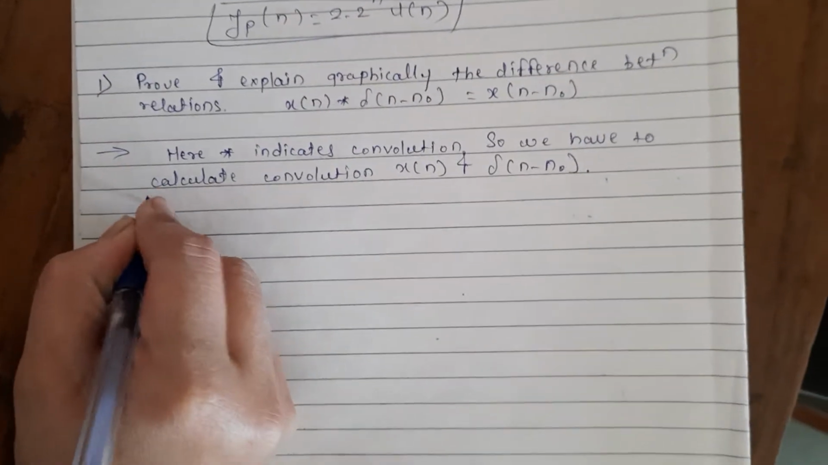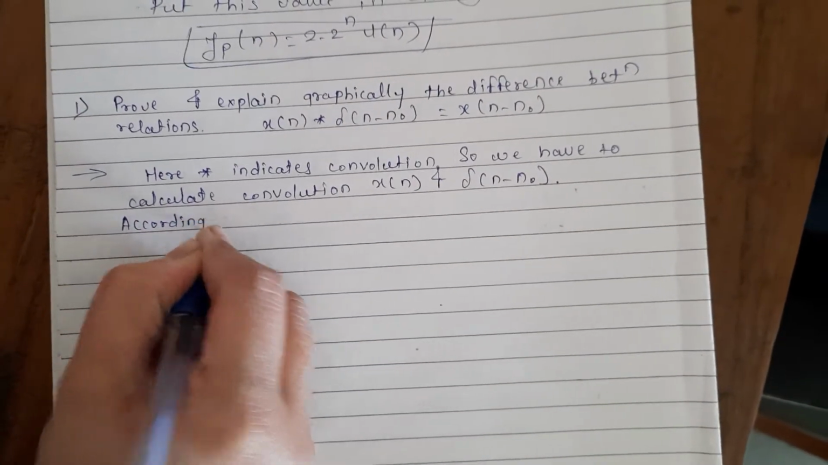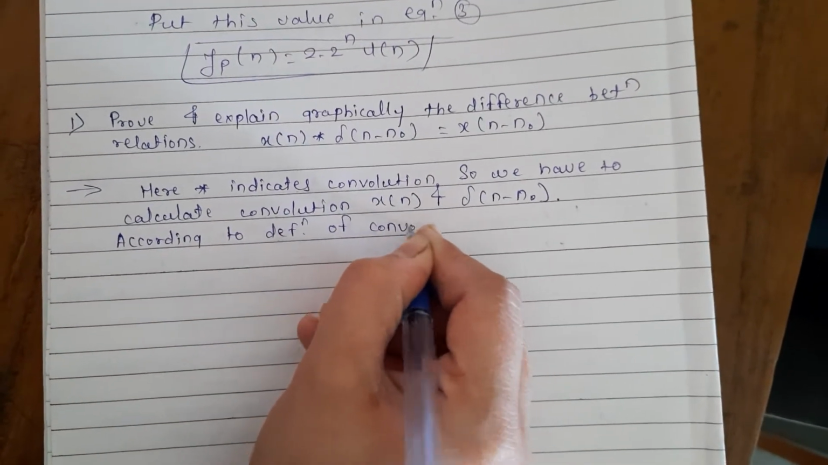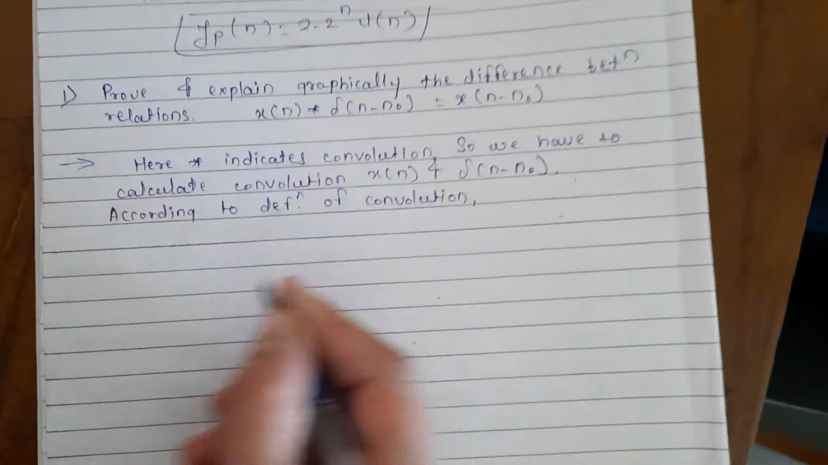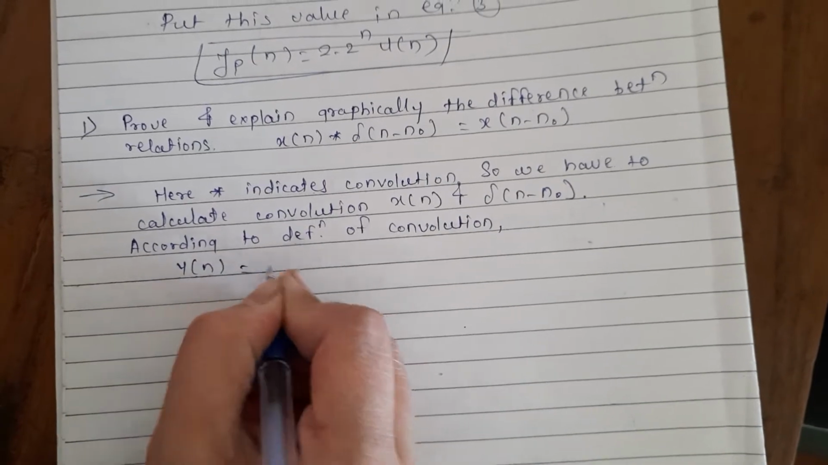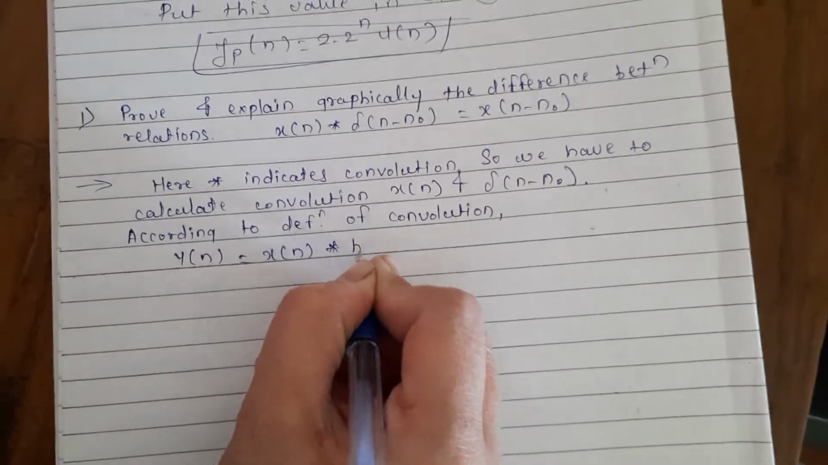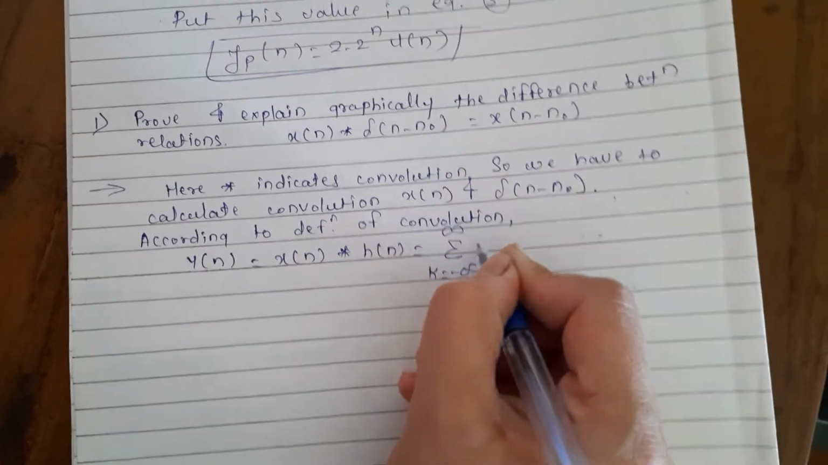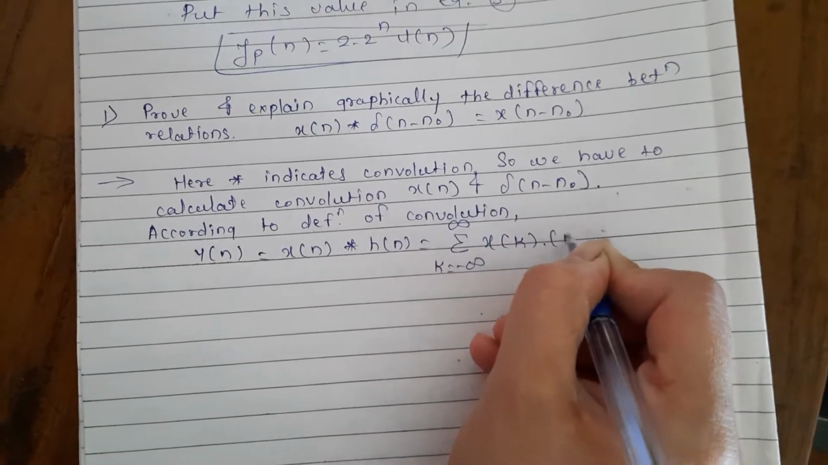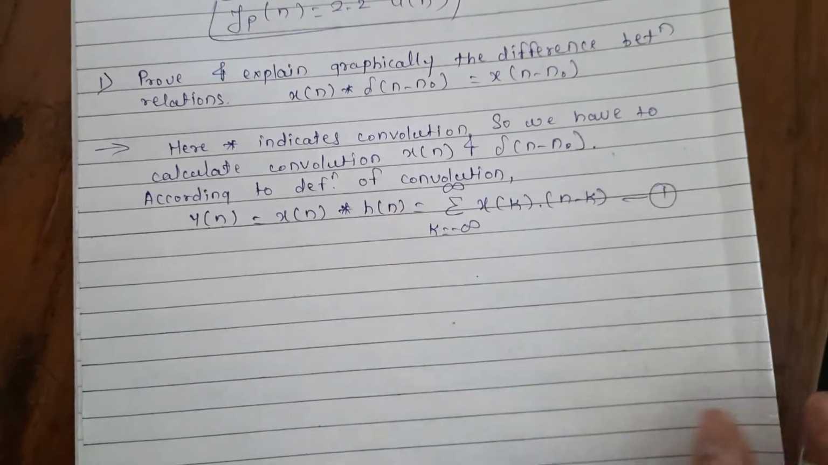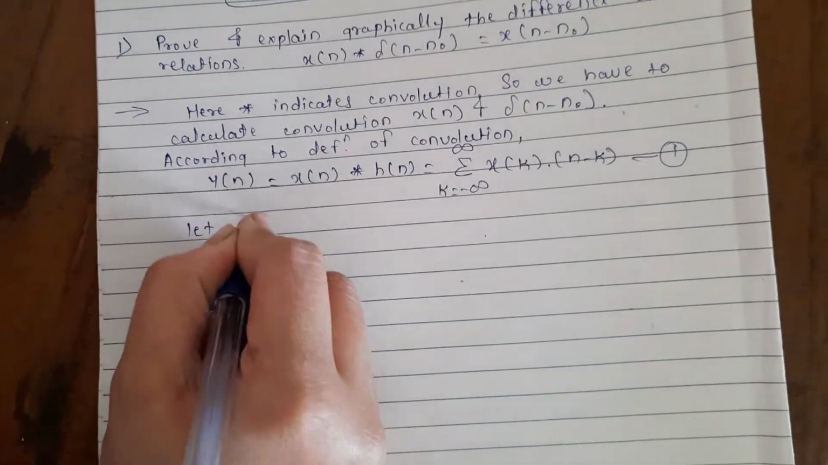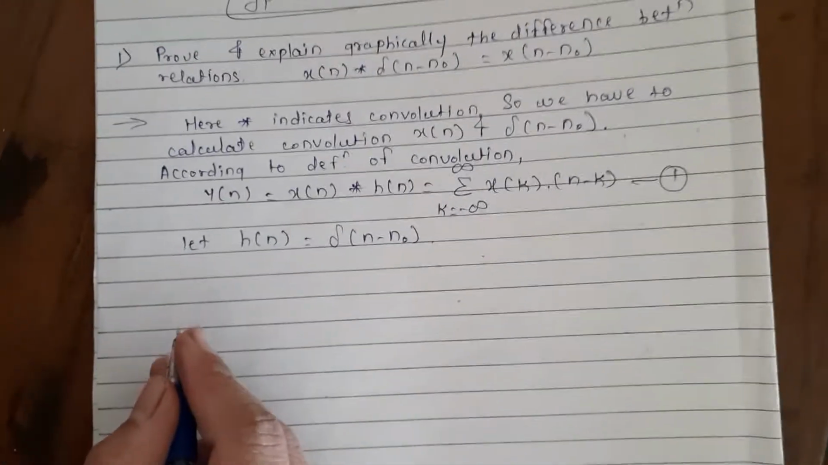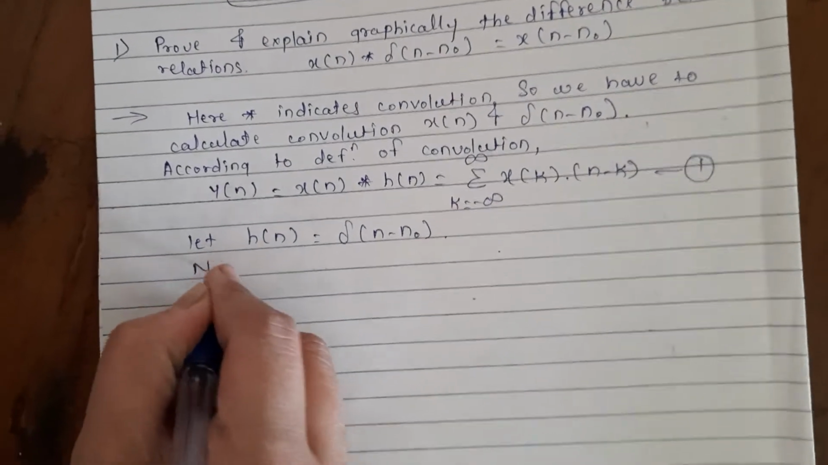Now according to the definition of convolution, y of n is equal to x of n convolved with h of n. So, summation k goes from minus infinity to infinity, x of k into h of n minus k. This is equation 1. Now let h of n be equal to delta of n minus n0. Now assume two sequences as follows.